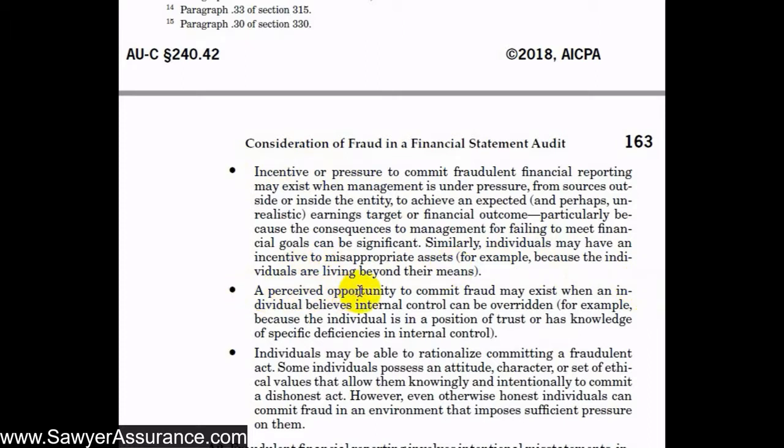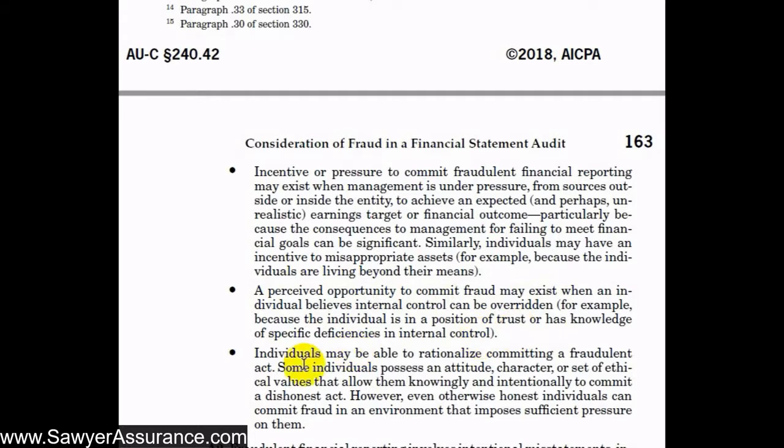Next we have an opportunity to commit fraud. An example of that might be that internal controls are not designed or implemented correctly, or that they can be overridden by a member of management to commit some kind of fraud. That's why we see throughout this AUC section to watch for controls that can be overridden, because that can be a very good opportunity for fraud to occur within a company.